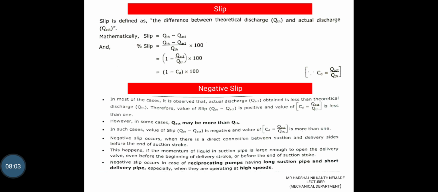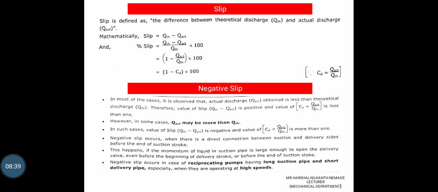Negative slip means what? In most cases it is observed that the actual discharge obtained is less than the theoretical discharge. Therefore, the value of slip, theoretical discharge minus actual discharge, is positive, and the value of Cd, Q actual upon Q theoretical, is less than 1. However, in some cases Q actual may be more than Q theoretical. In that case the value of slip, Q theoretical minus Q actual, is negative, and the value of Cd, Q actual upon Q theoretical, is more than 1.